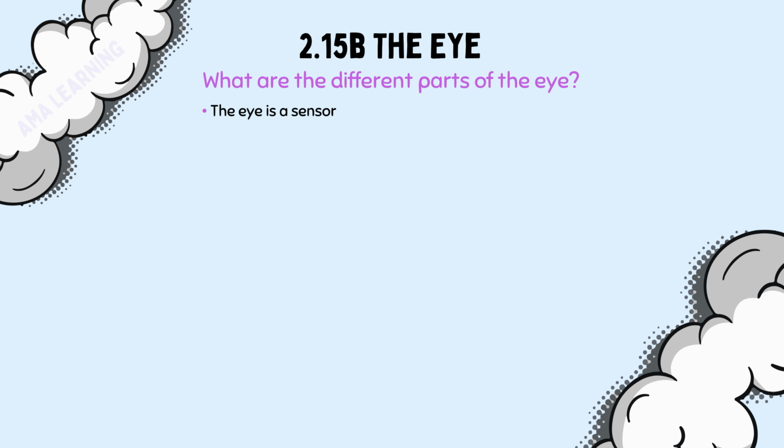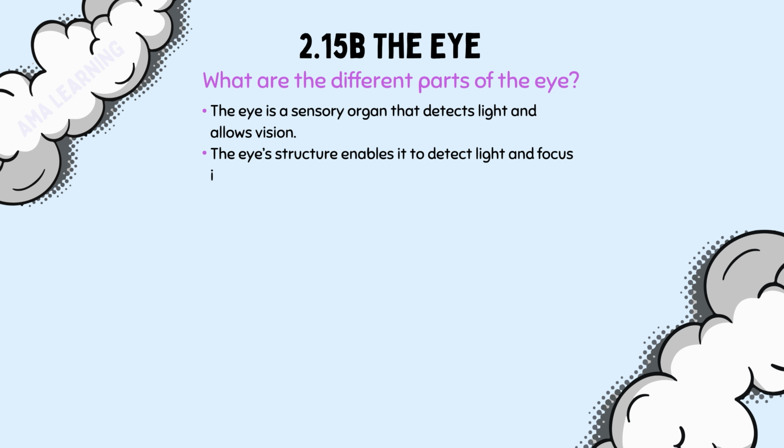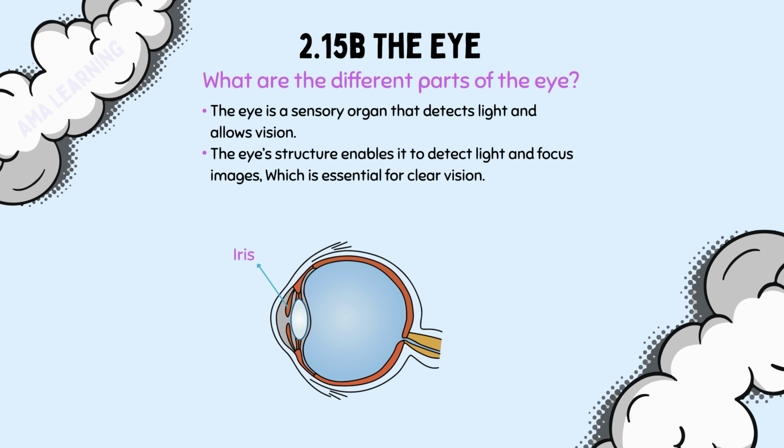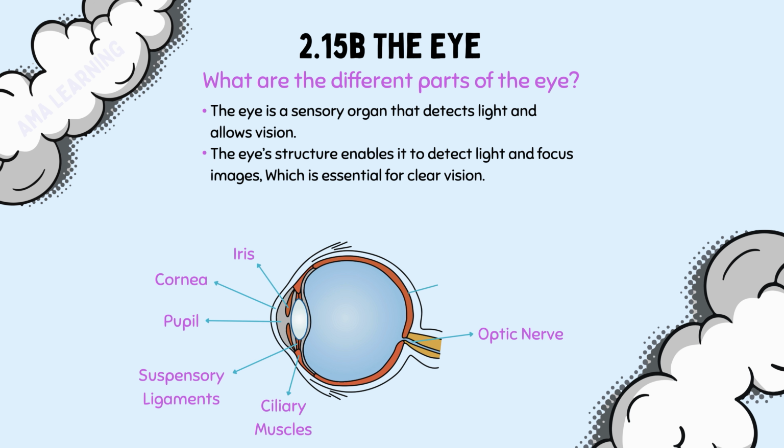The eye is a sensory organ that detects light and allows vision. The eye's structure enables it to detect light and focus images, which is essential for clear vision. Knowing how to label the eye makes this specification point easier to understand. So, let's label the eye. This is the iris, cornea, pupil, suspensory ligaments, ciliary muscles, optic nerve, the retina, the sclera, and finally, the lens.